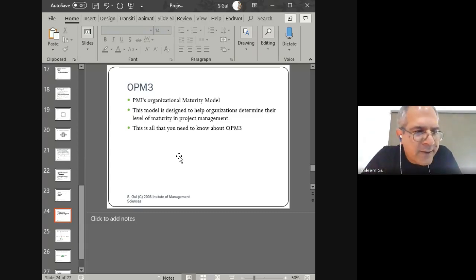And the last idea here, we haven't talked about this in our class, so I'll just briefly give you this concept. There's this idea called OPM3. It is the Organizational Project Management Maturity Model, right? So there's three M's: M for management, M for maturity, M for model. So that is called OPM3.